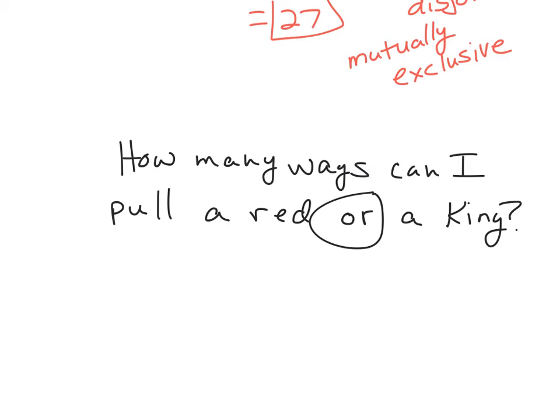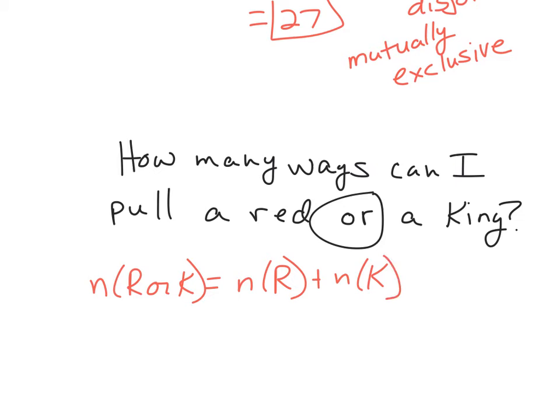So the number of ways I could get a red or a king equals the number of ways I could get a red plus the number of ways I could get a king minus the number of ways I could get a red and a king. So if it's an or problem, go to the formula, then fill in the formula, which Tristan did very nicely on the last problem.